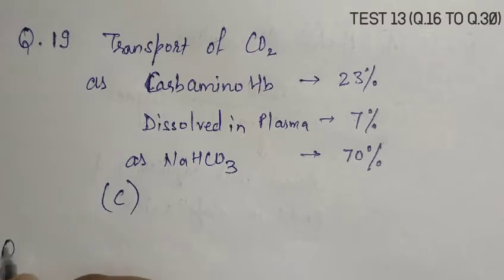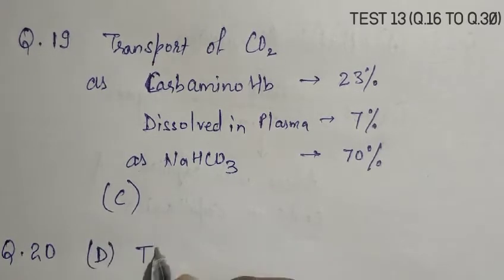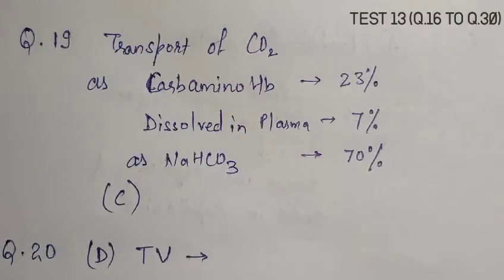Question number 20. The 500 ml respiratory volume in a normal adult human is related to A. residual volume, B. total lung capacity, C. respiratory reserve volume, D. tidal volume. Correct answer is D, tidal volume. It is the amount of air that a human can inhale or exhale without any extra effort, and its normal value is 500 ml.